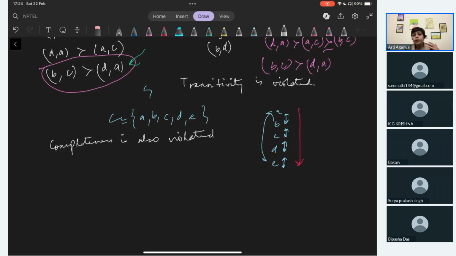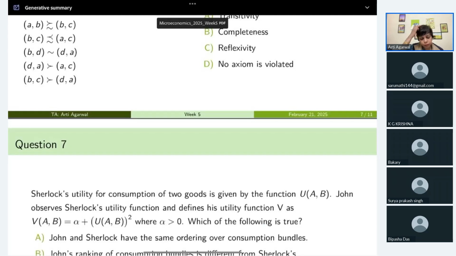And when we say transitivity, we mean all of them are ranked and we can use that relation to map other relations. So in this case, that is not happening, which means that this person's preferences are not rational as per our definition of rationality.